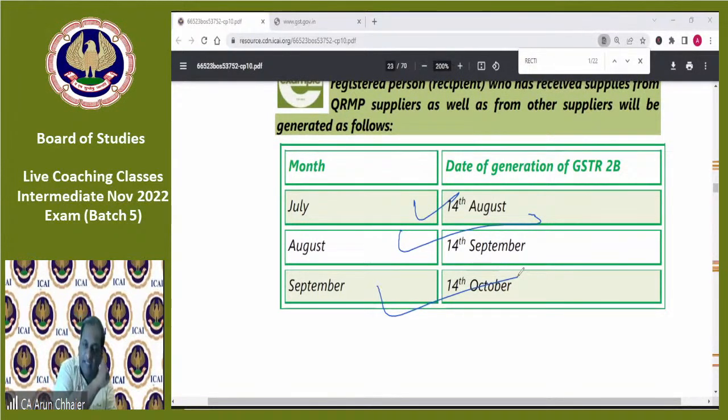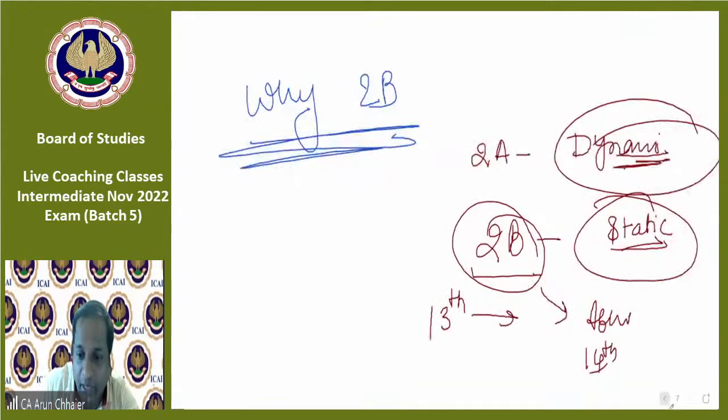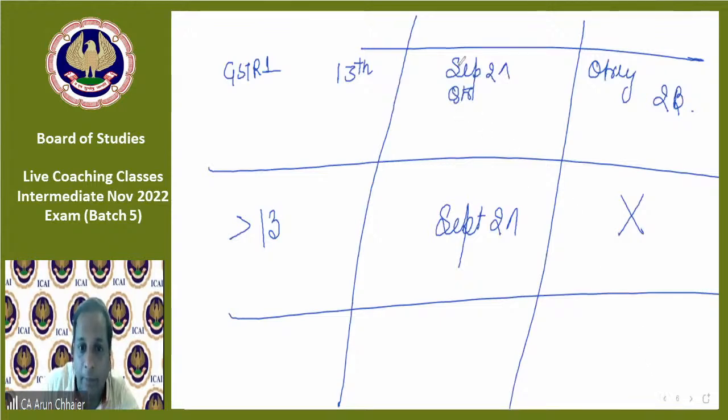If the supplier filed the GSTR1 in time, it will appear in 2A and 2B both. You can take the ITC in the same month. But if the supplier filed the GSTR1 after the due date, then it will appear in the 2A but not in the 2B. Therefore, we can say that the recipient is not able to take ITC.